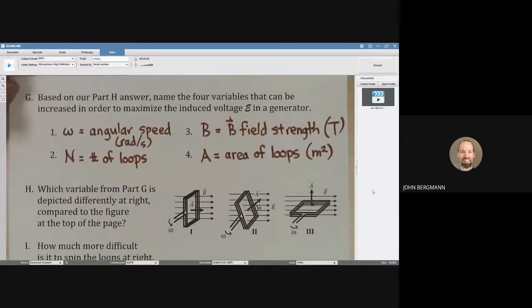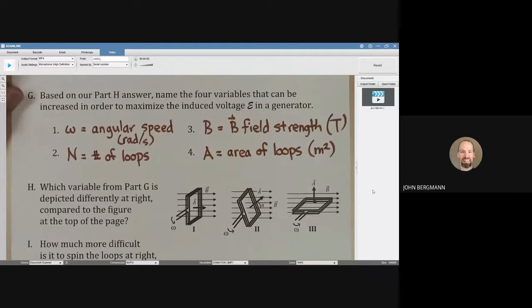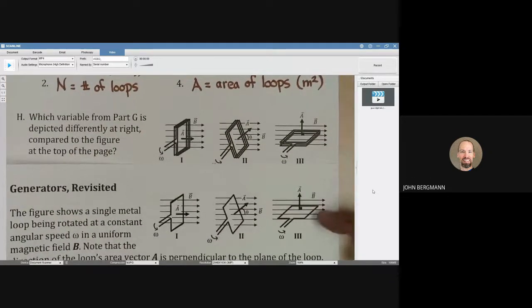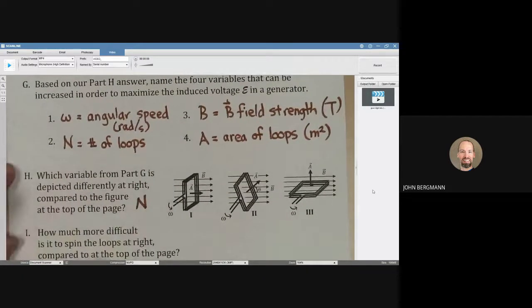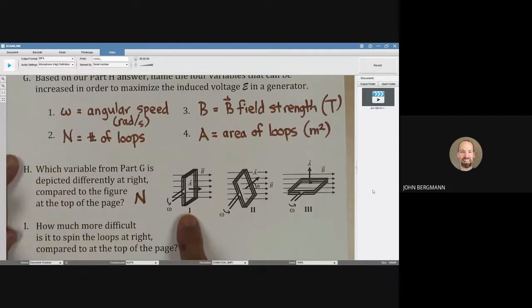Last couple of questions here. Which variable from part G is depicted differently at right compared to the figure at the top of the page? Well, the figure at the top of the page looked like this, right there. What's different? N is different. How much more difficult is it to spin these guys compared to if there's only one loop?